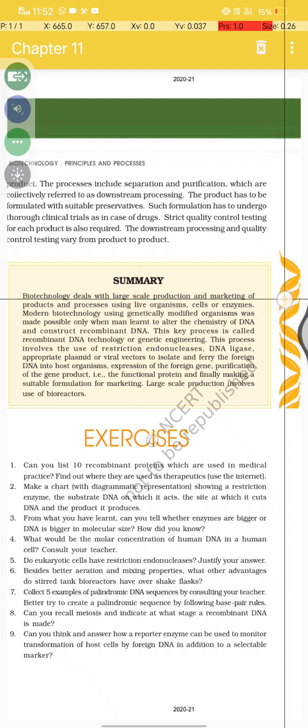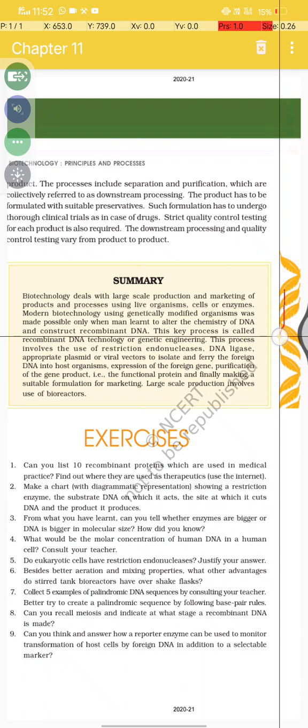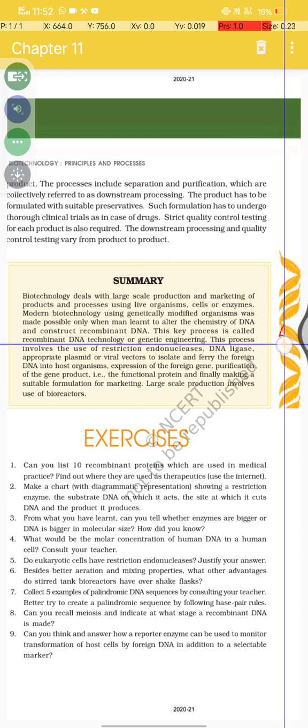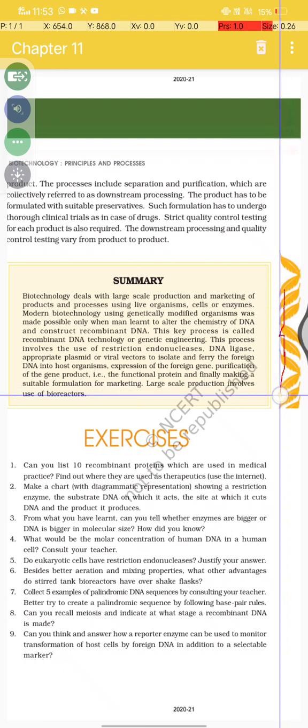Summary. Biotechnology deals with large scale production and marketing of products and processes using living organisms, cells and enzymes. Modern biotechnology using genetically modified organisms was made possible by man learning to alter the chemistry of DNA and construct recombinant DNA, and this key process is called recombinant DNA technology or genetic engineering. The process involves the use of restriction endonucleases, DNA ligase, and associated plasmid or viral vectors to isolate and ferry the foreign DNA into the host organism, expression of the foreign gene, and purification of the gene product, that is, the functional protein, and finally making a suitable formulation for marketing. Large scale production involves the use of bioreactors.